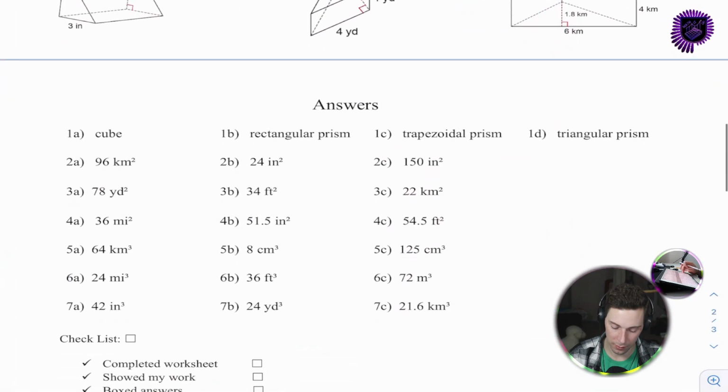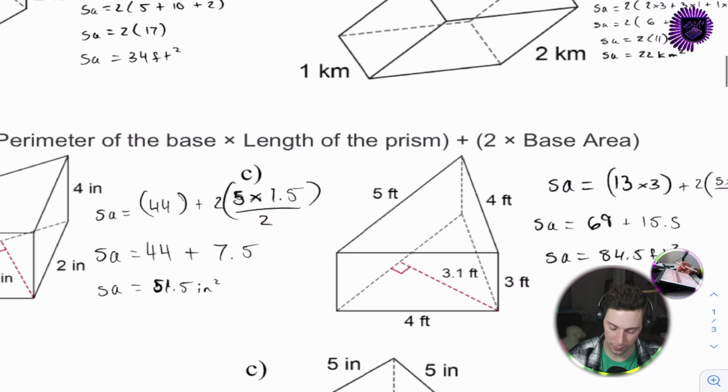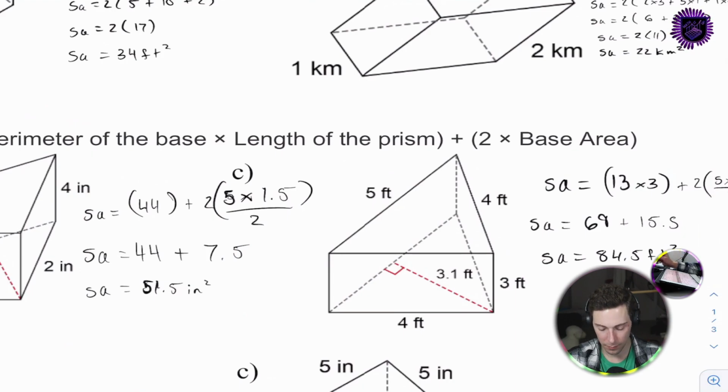See, 80. What the? What's so wrong about this? 4, 4, 5 times 3. 13 times 3, plus 2 base areas.